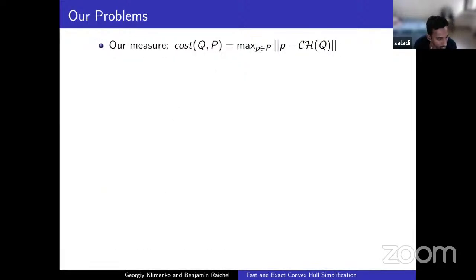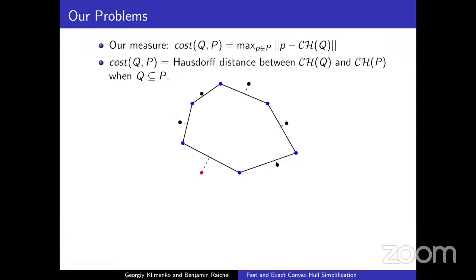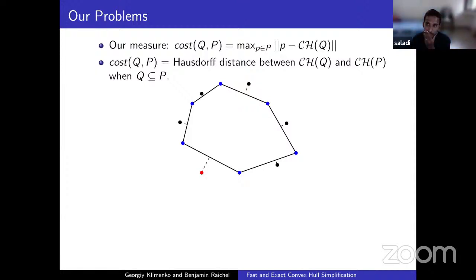So now I will introduce the definition of the cost we use. The cost of two sets Q and P is the maximum distance from points in P which are outside the convex hull of Q to the convex hull of Q. And using that cost we can define two versions of the problem where we select the subset Q of the given point set P in the plane.